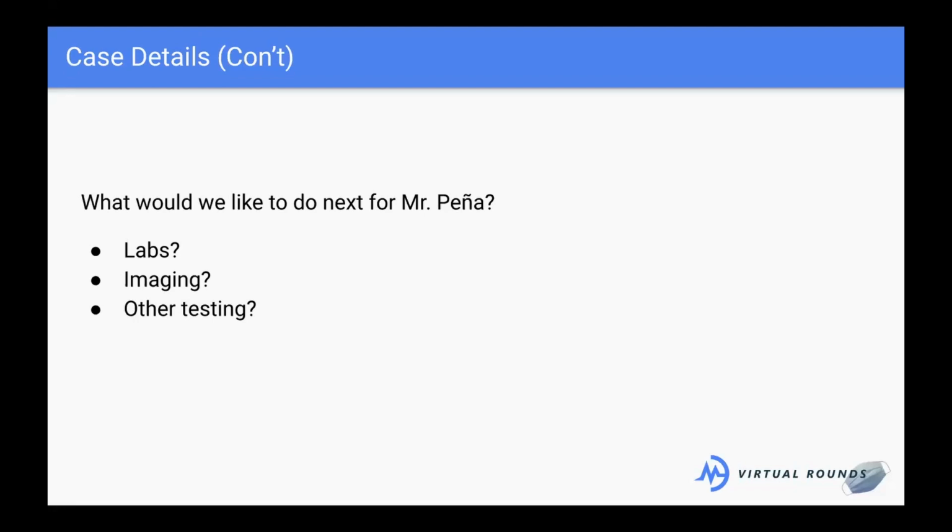D-dimer is a marker for DVT or deep venous thrombosis, like we talked about. We might like to get that as well. BNP is a marker for heart failure. If that's elevated, then it might imply that he has heart failure. So those are all great. Those are very good, guys.